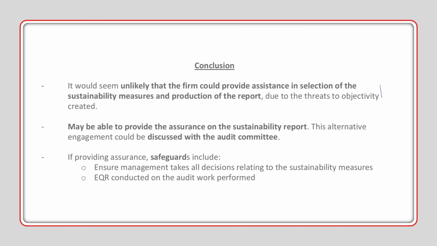I would not want to assist you in the selection of sustainability measures. I may be able to give assurance on the sustainability report, and this alternative should be discussed with the audit committee. And if I decide to do this, I need to make sure that I do not take any management decisions and I can get an engagement quality review carried out on my audit work done. So this is only if you go on to accept the assurance part of it. Your conclusions normally have technical as well as professional skills marks.